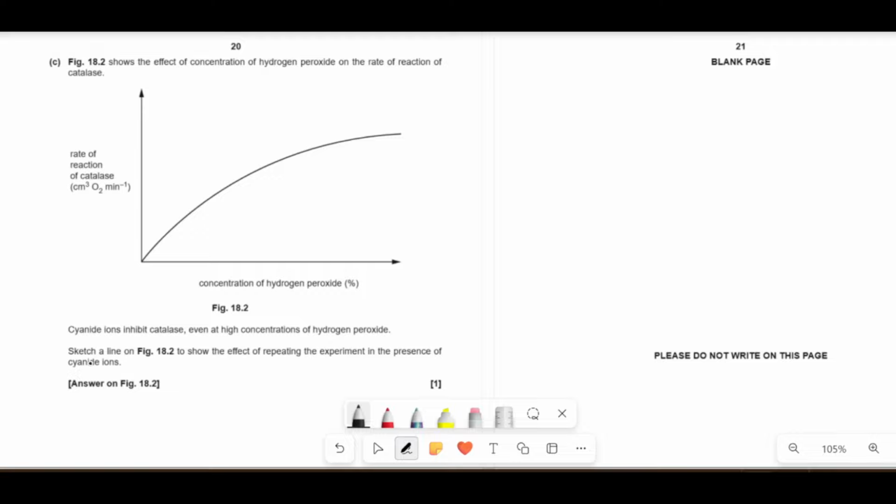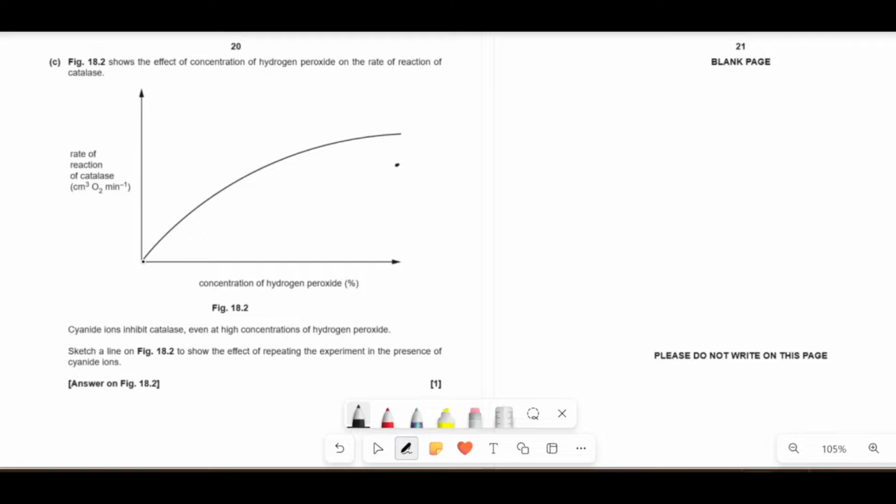Now it says cyanide ions inhibit catalase even at high concentrations. Sketch a line on figure 18.2 to show the effect of repeating this experiment with cyanide ions. So it's told you that even if you add a really, really high concentration, it inhibits it. So this is a non-competitive inhibitor. Non-competitive inhibitors change the active site, like I was just saying in the previous question. So it's going to reach a lower highest rate, even if you keep maxing it out, because those inhibitors bind and change the active site.